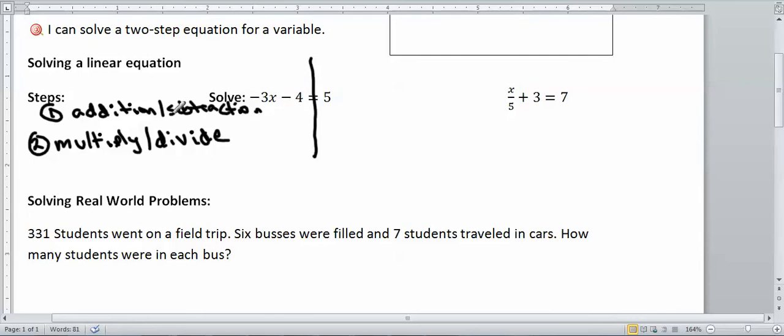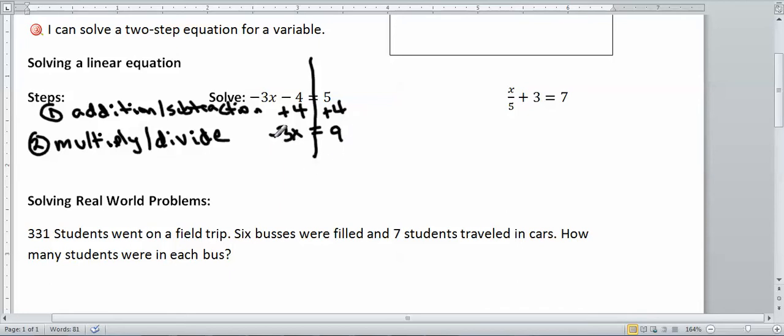Okay, so my first step is either addition or subtraction. So I have to do the opposite of subtracting 4, which is adding 4. That'll get rid of the 4 on this side, but remember, to maintain balance, we have to add 4 to the other side as well. Okay, so I get negative 3x is equal to 5 plus 4, which is 9.